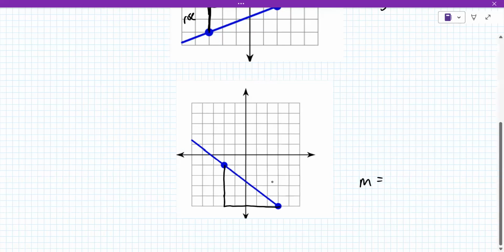4/5. Yes, very good. Okay, now those are what I would call trivial problems. You're not going to get too many of those. In fact, we really need to start with slope in terms of the formula.